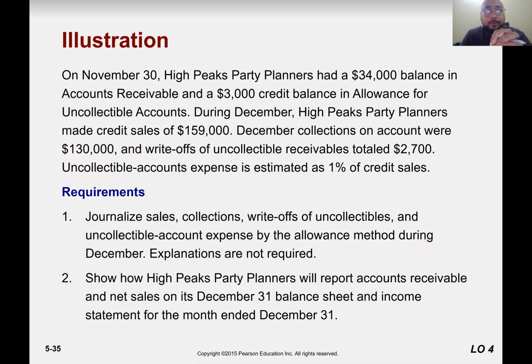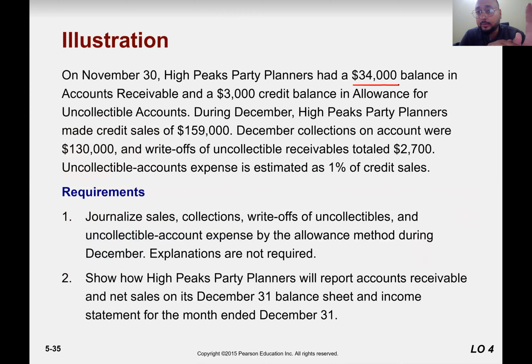So let's do just the real implications here. A real example here. Let's just talk about this, and I'm going to do it with your participation. So we will do it at a very slow pace, so that all the concepts that are still fresh in your mind, you can digest properly. So here we go. Be very attentive here. On November 30, High Peaks Party Planners had 34,000 balance in account receivable.